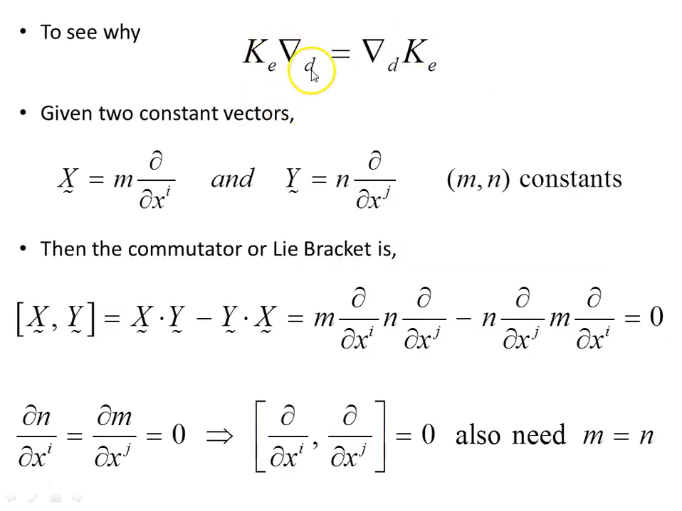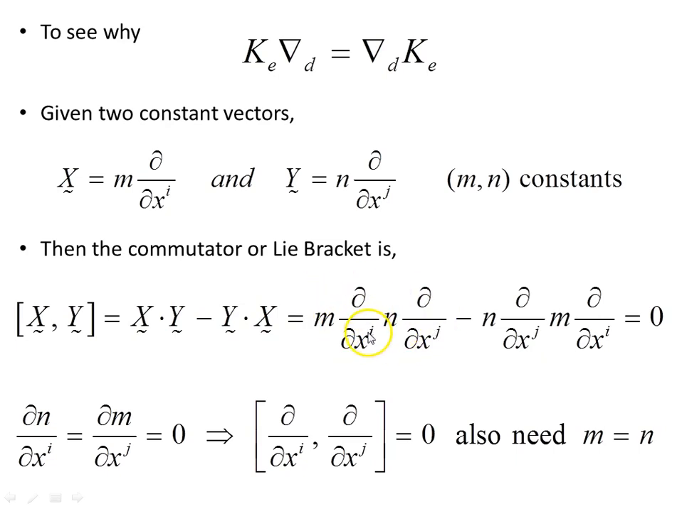Alright, now to see why the Killing vector times the covariant derivative is equal to the covariant derivative times the Killing vector, let's just refer back to a result or a theorem that says given two constant vectors, the vector x is m times d/dxi and y is n times d/dxj. Remember, these act as basis vectors. So these directional derivatives act as basis vectors for us, and they form a suitable basis. m and n are going to be constants, and then the commutator, or Lie bracket, of the vectors x and y is this object here, with these minus in the reverse order. And let's write that out. What do we have here?